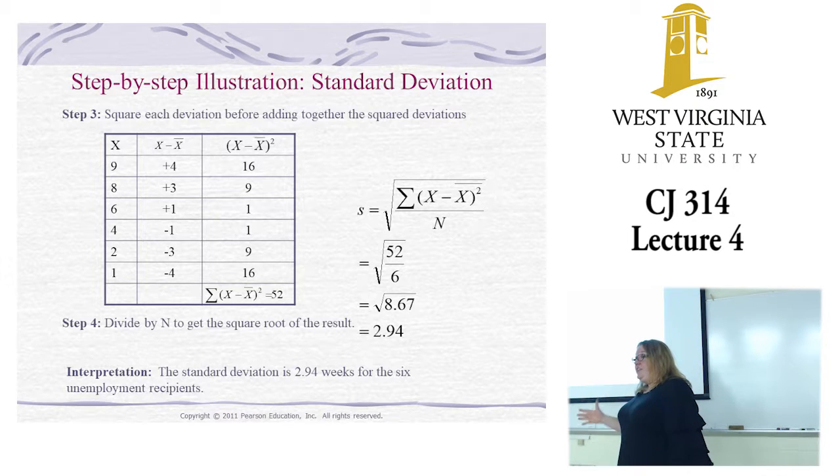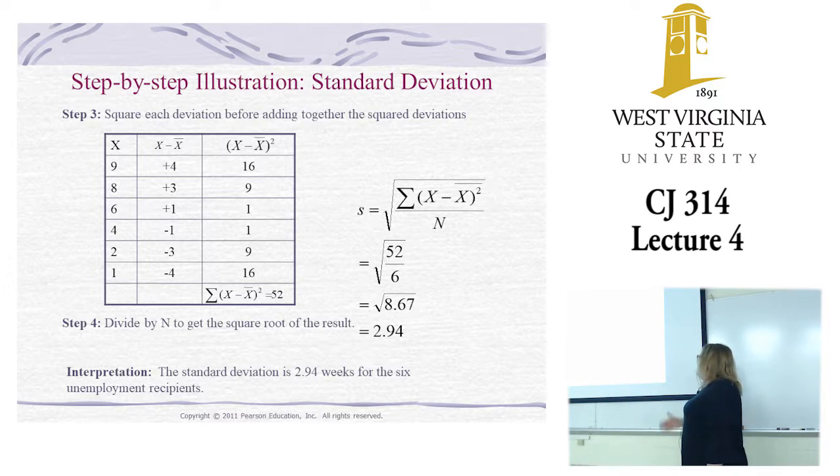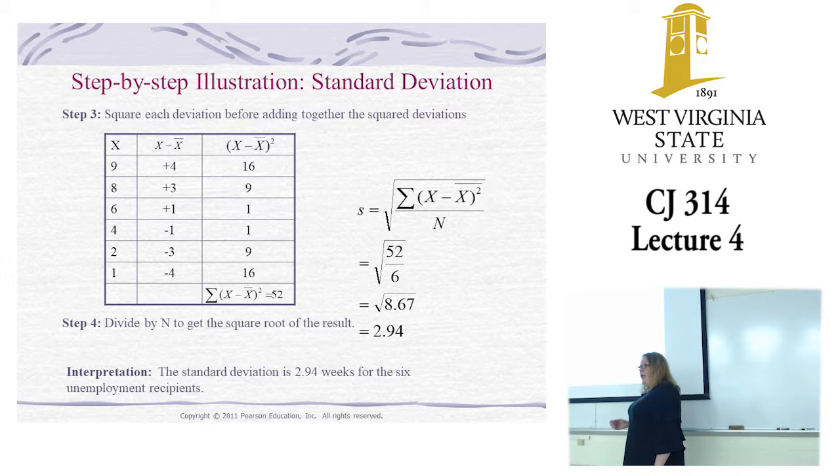We're going to take 52 and we're going to divide by n. We already know what n is. We used it to define the mean. It's 6. So we're going to have 52 divided by 6. Our variance, our s squared, is 8.67.